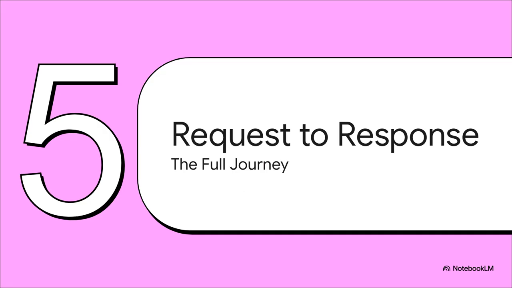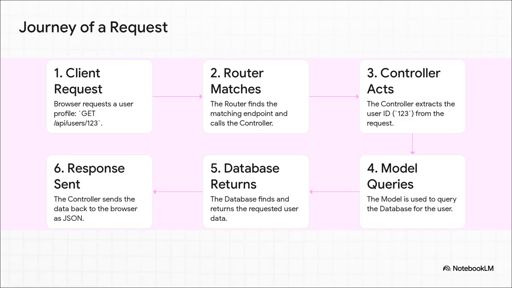Okay, time to put it all together. We've seen all the pieces of the puzzle. Now let's follow one single request on its entire journey, from your click to the server and all the way back. Here we go. Step 1, you click on a profile, and your browser sends a GET request for user number 123. Step 2, the router on the server sees that URL pattern and says, aha, I know what to do with this, and it passes the request to the getUserById controller.